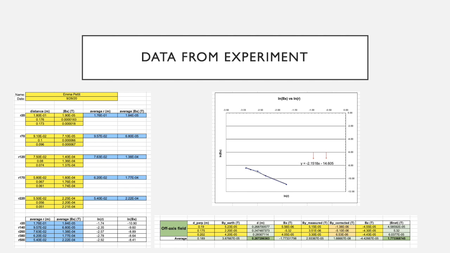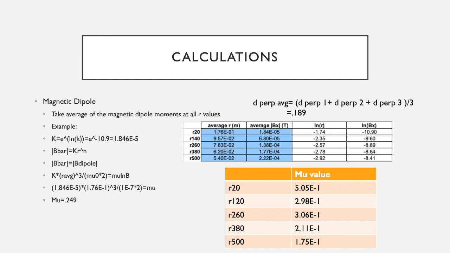On this slide, I have included all of my data. As you can see, my ln Bx versus ln r graph appears to create a linear negative line. The slope of the line was -2.1518, and this is also my resultant n value that is used in my later calculations. My y-intercept was equal to -14.605.